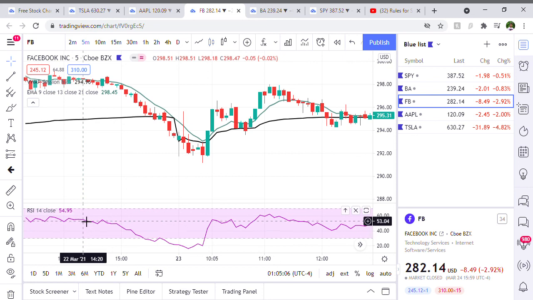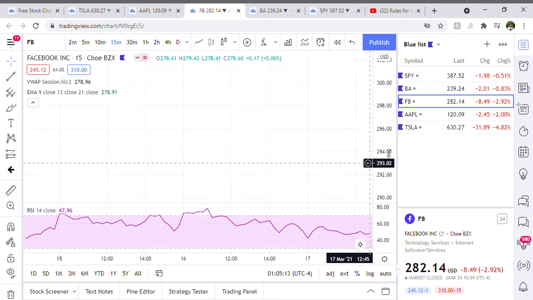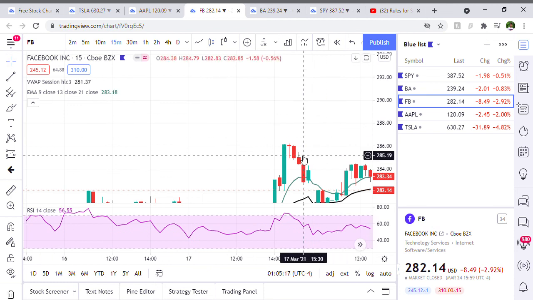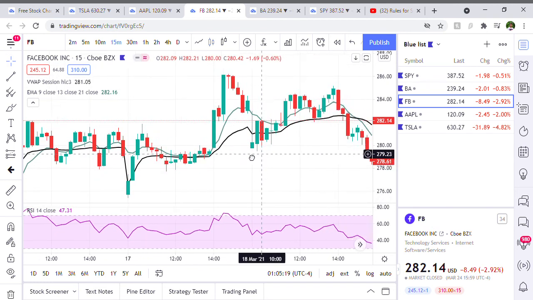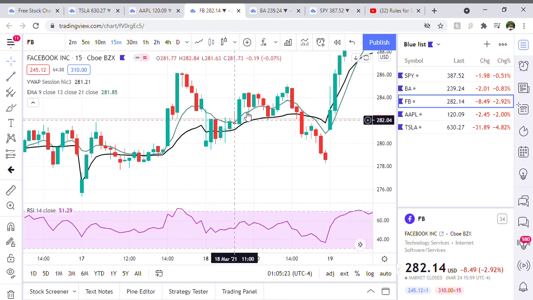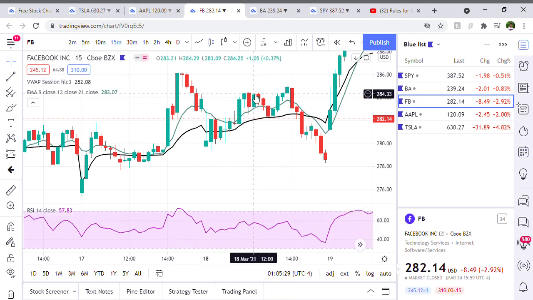And then you must see RSI on 15 minute. For bullish trades, the RSI should be rising, so you can see the RSI is rising over here. These are all the things you have to check before you enter a scalp. This is the complete process.